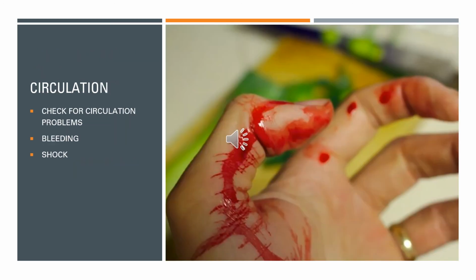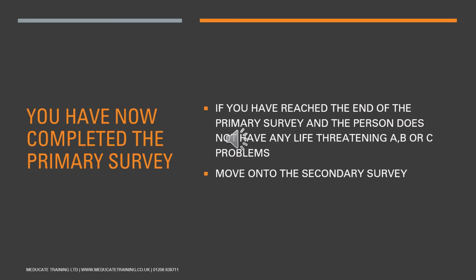Circulation. Check for circulation problems like bleeding or shock. You have now completed the primary survey. If you have reached the end of the primary survey and the person does not have any life-threatening airway, breathing or circulation problems, you can move on to the second survey.